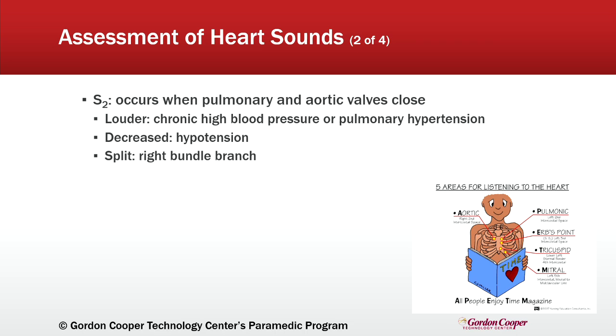Now, a decrease in S2 sound intensity may be observed in patients with hypotension, where the lower pressures can affect the closure dynamics of the valve. And then a split S2 sound as well. That can occur in cases of a right bundle branch block, and that results in a delay in the closure of the pulmonic valve. So that can create a noticeable split in the sound.